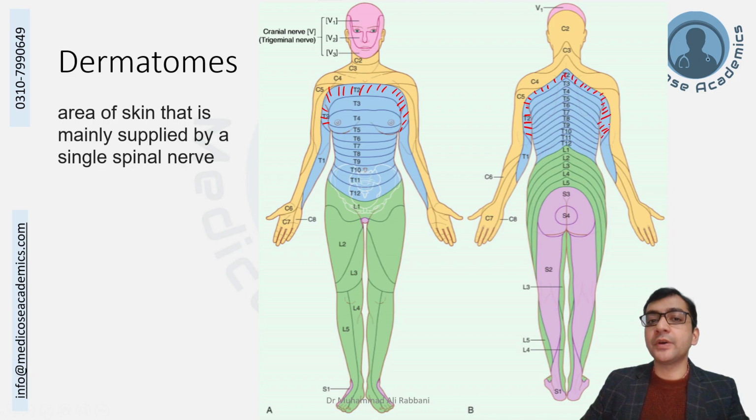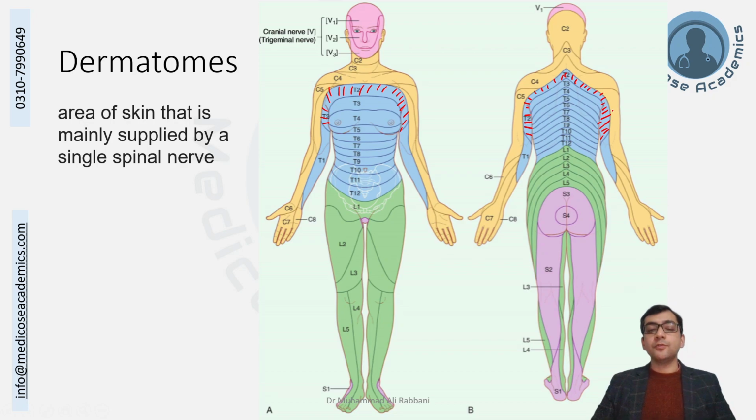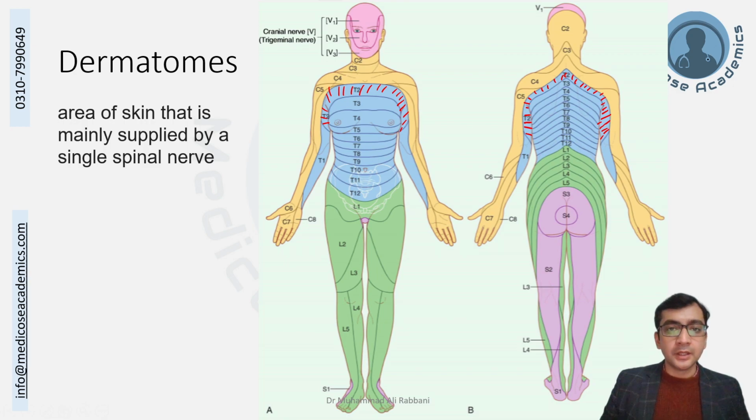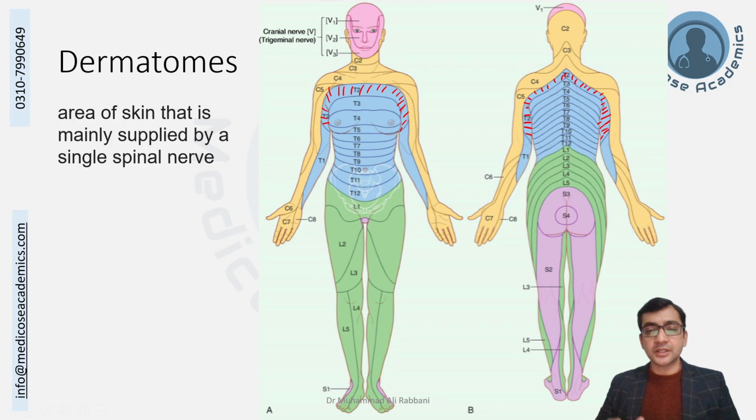Immediately they might not look very useful to you, but as you move along, they become very helpful when we are studying diseases and injuries of the spinal cord. Like a patient comes to you with a broken back and he or she has damaged the spinal cord at a particular level. There are, of course, MRIs and radiological tests that will help you find out where exactly the damage occurred.